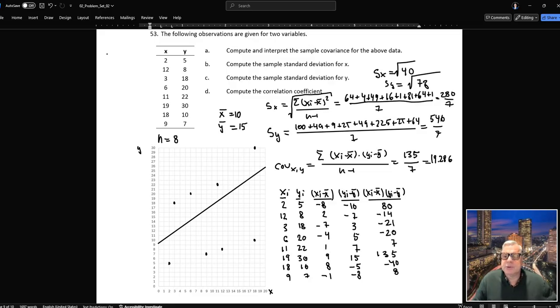Okay, so now we should be able to calculate the correlation coefficient, which is simply, let's do that here, the ratio of the covariance between x and y over the product of Sx times Sy, which is 19.286 divided by the square root of 40 times the square root of 78.